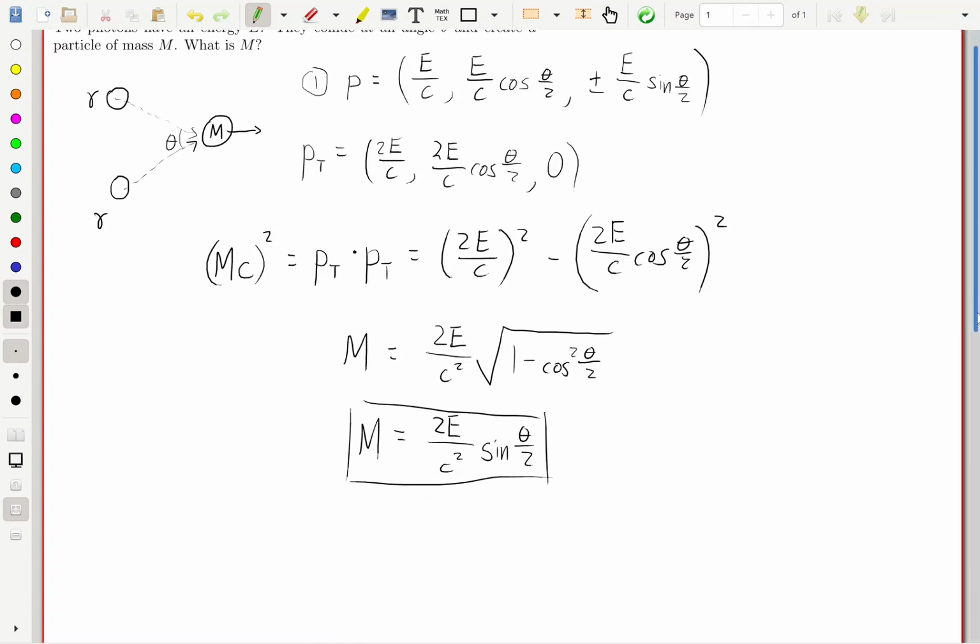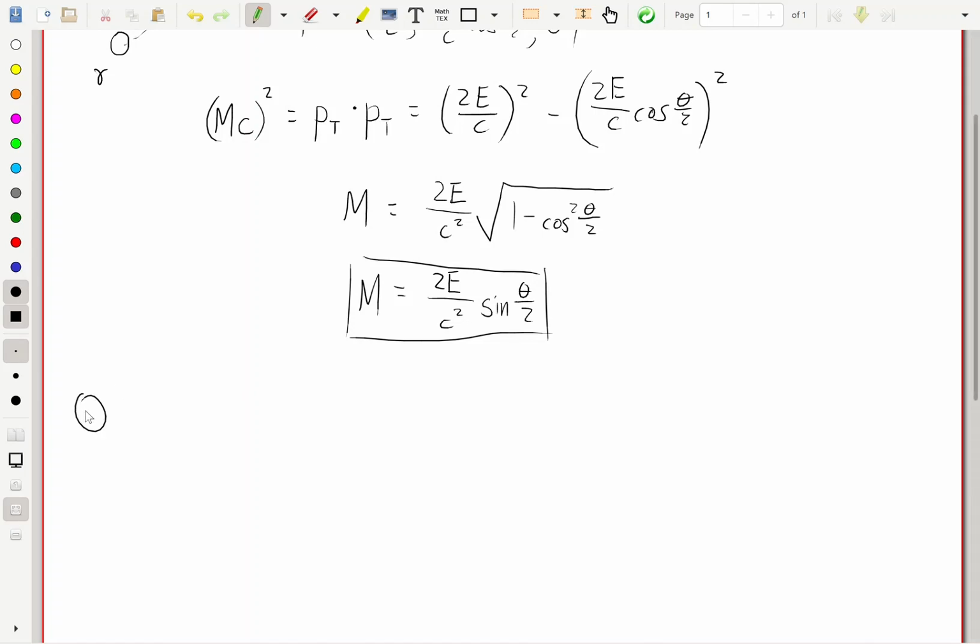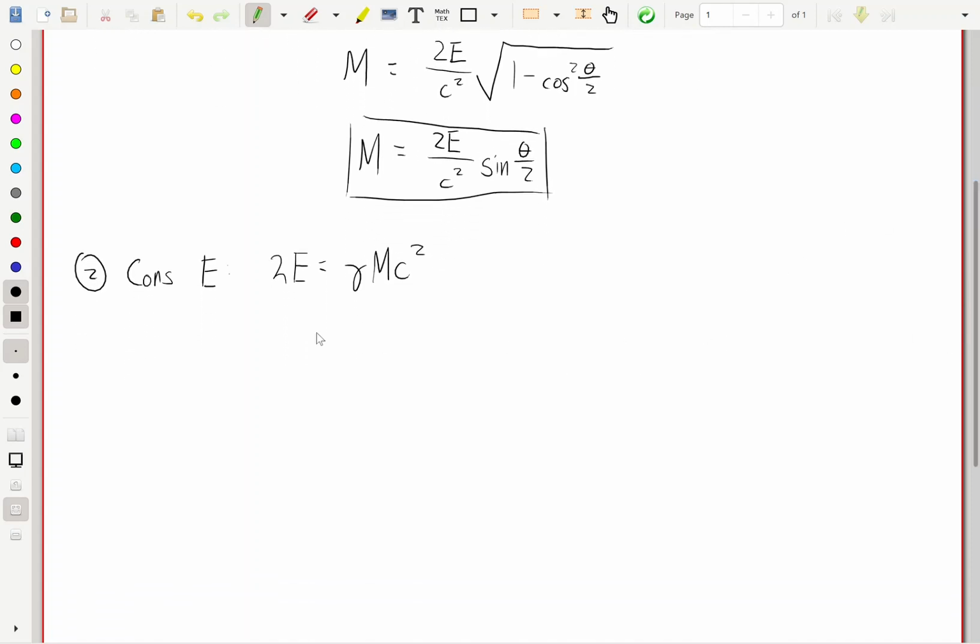We can try solving this the traditional way, where we have conservation of energy and conservation of momentum separately. Conservation of energy would give us 2E equals the relativistic energy of the mass, gamma mc squared, where gamma is the Lorentz factor. Now, if we are able to figure out what this Lorentz factor is, and we can do that by figuring out the speed, then we can just isolate straight away and solve for m.